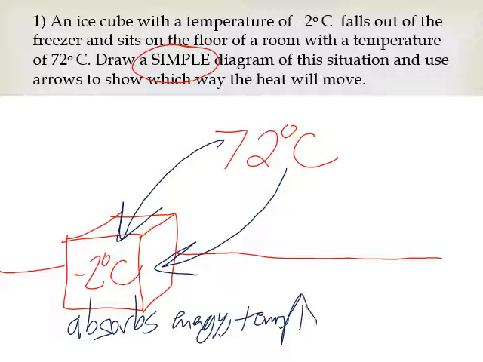Now this may only be a little bit. Maybe it only goes up to about 0 degrees, just enough to melt. Maybe it goes up to 1 or 2 degrees. It's not going to probably be too warm, but it will gain some energy, and that's going to make its temperature increase. So I wrote there, temp with an upwards going arrow.